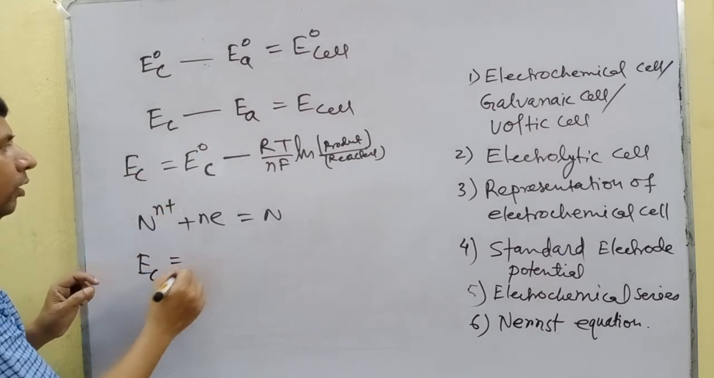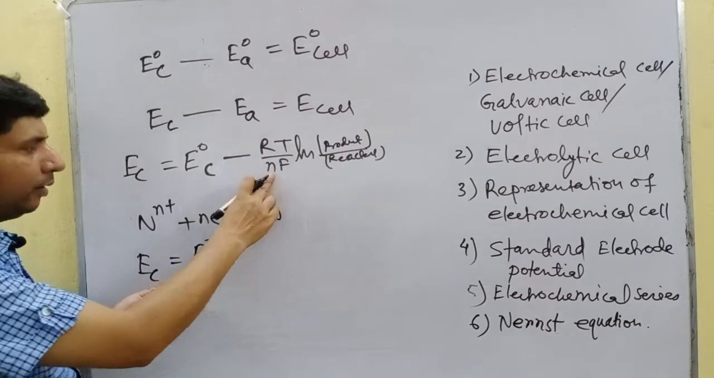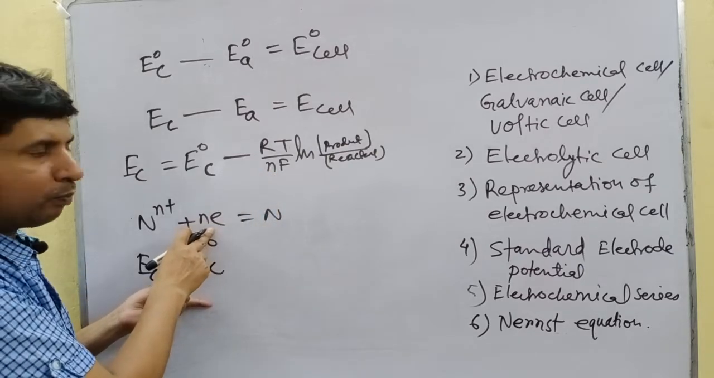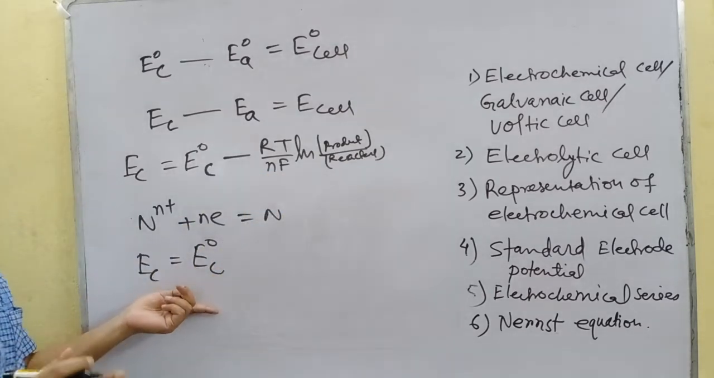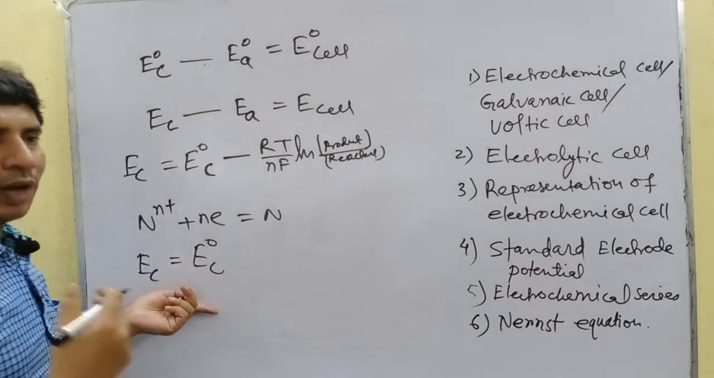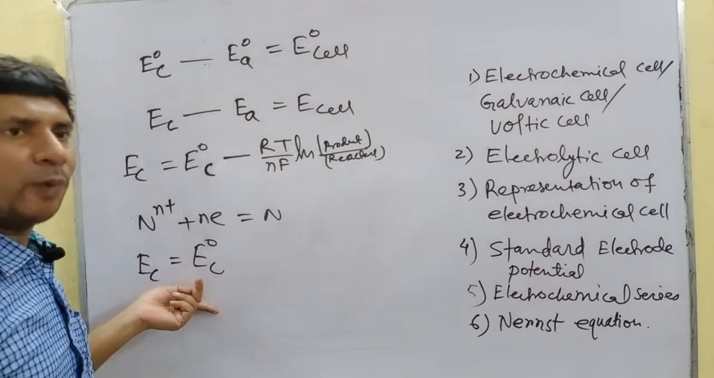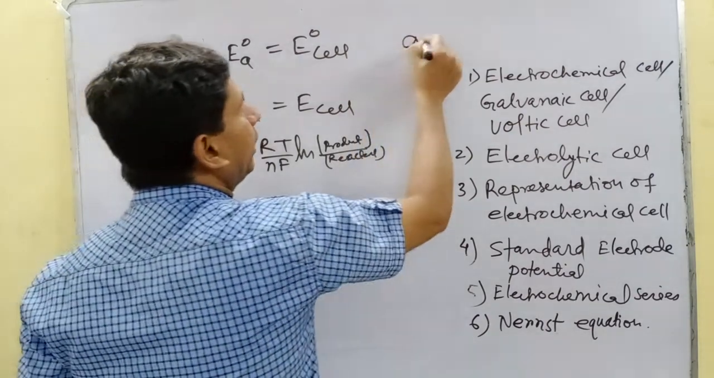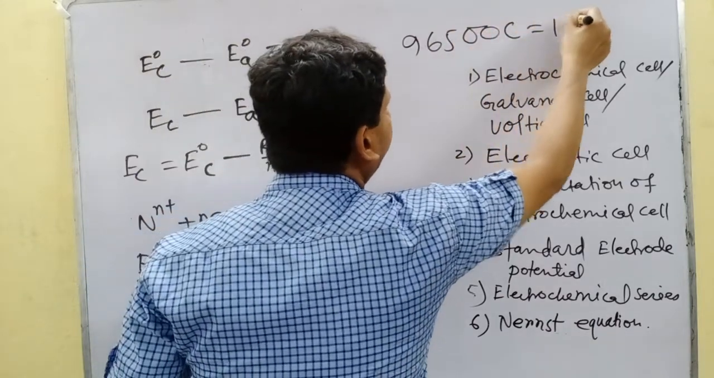Then EC equal to E0 C minus RT by nF ln, and then what is the n? n is the number of electrons or number of moles of electron. What is F? F is the Faraday. Faraday means 96500 coulomb charge is known as 1 Faraday. What is this? 96500 coulomb, 96500 coulomb equal to 1 Faraday.